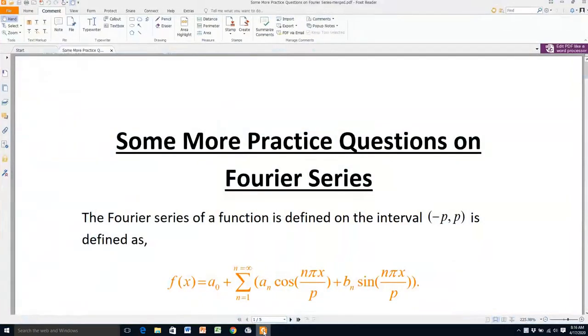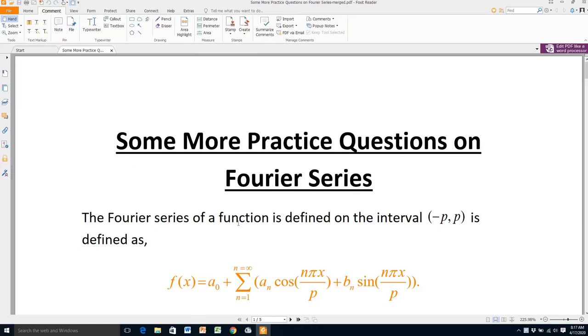Bismillahirrahmanirrahim. Today I will explain some more practice questions on Fourier series. Last time we saw how to solve a Fourier series question in the interval 0 to 2 pi, but here we are talking about periodic intervals, that is, how we can solve a question that is expanded in a periodic interval.